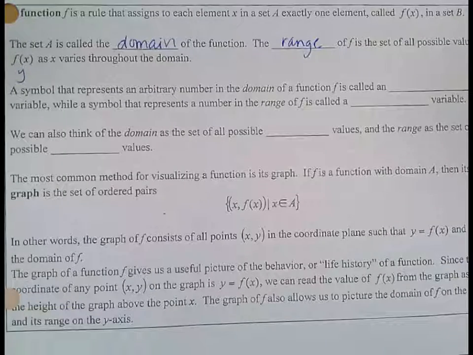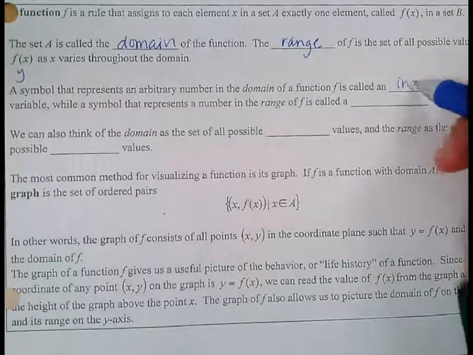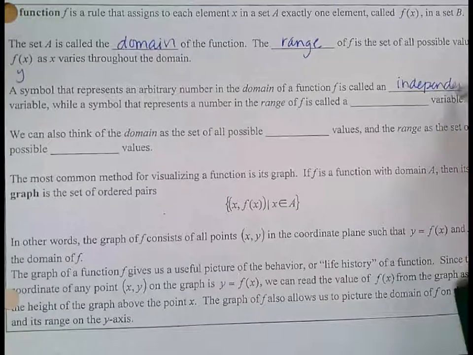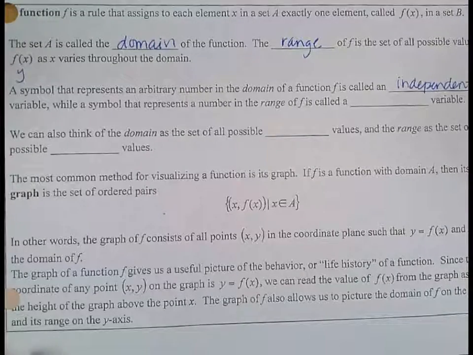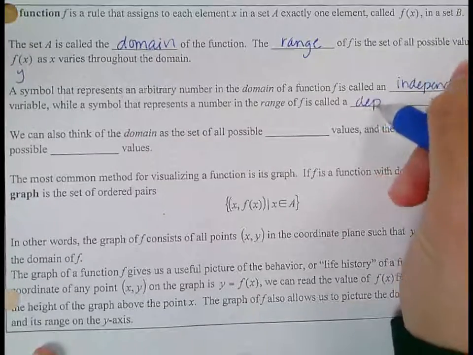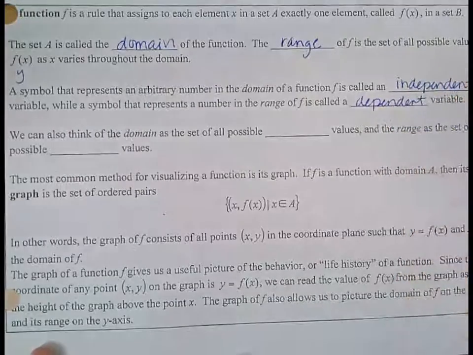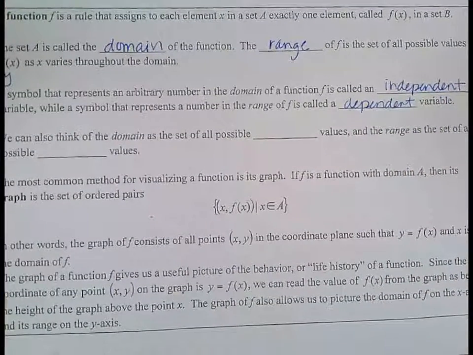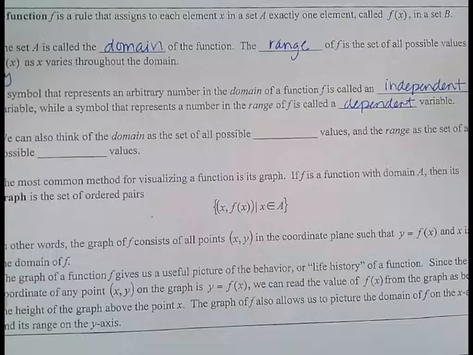And then a symbol that represents an arbitrary number in the domain of a function f is called an independent variable, while a symbol that represents a number in the range of f is a dependent variable. This is just another way to think of domain and independent versus range and dependent.